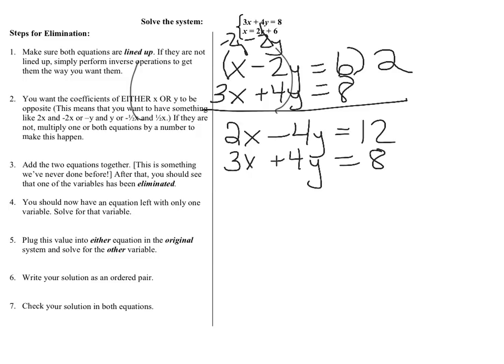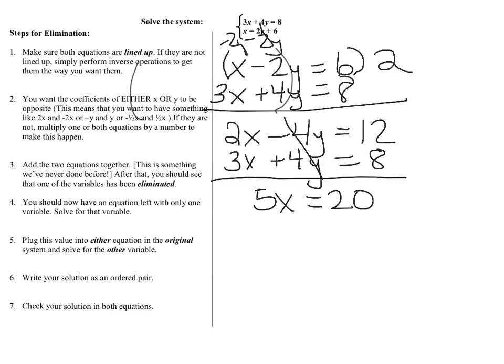So now I'm at the next step. I'm now going to add the 2 equations together. Okay, so this is nothing we've ever done before, but it works. When you do that, you're going to notice that one of the variables disappears, right? So I have 2x plus 3x is going to give me 5x. Negative 4y and 4y give me 0. So that cancels out. Then I bring the equal sign down, and then 12 plus 8 is 20.